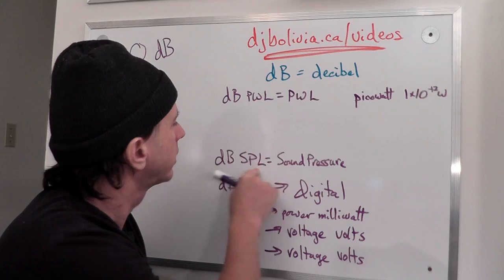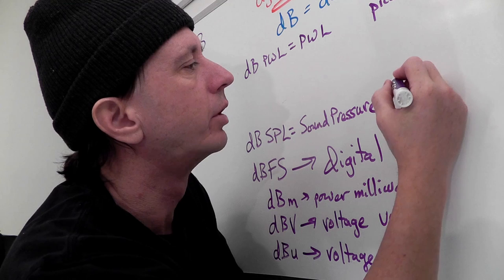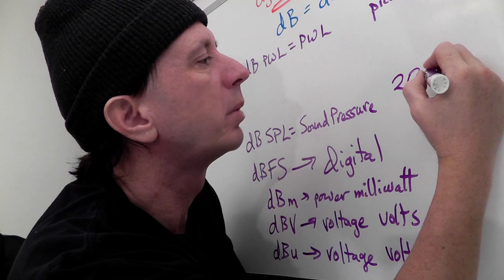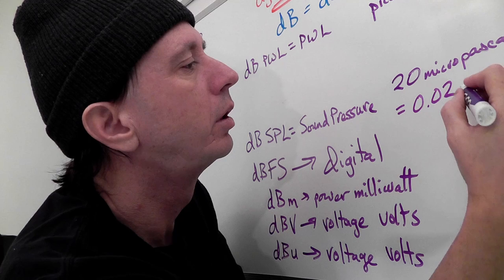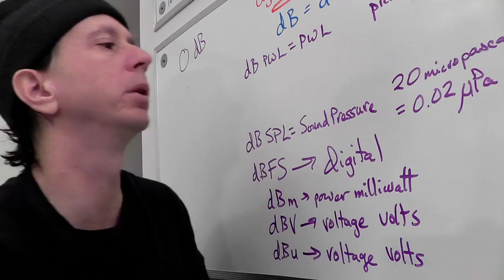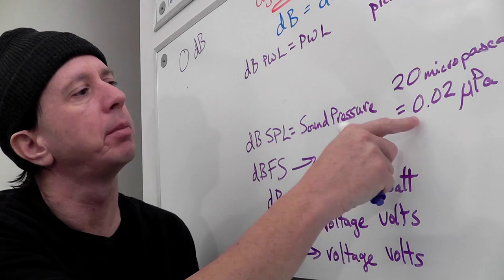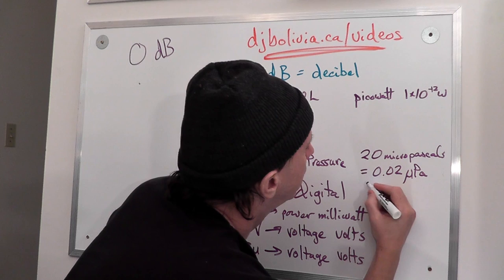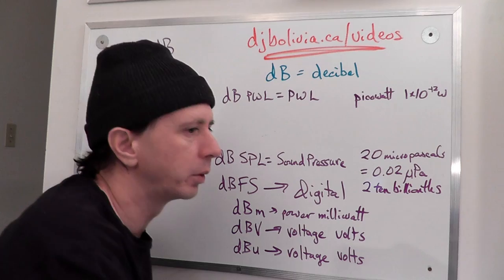Decibels SPL, sound pressure level. Okay, what's the referent amount for this one? It's 20 micropascals, which is equal to 0.02 millipascals, I believe. Basically, sound pressure measures the pressure of the atmosphere on you. And this amount is a very, very small amount, and it is 2/10 billionths of an atmosphere. Okay, so atmospheres are measured in atmospheres.